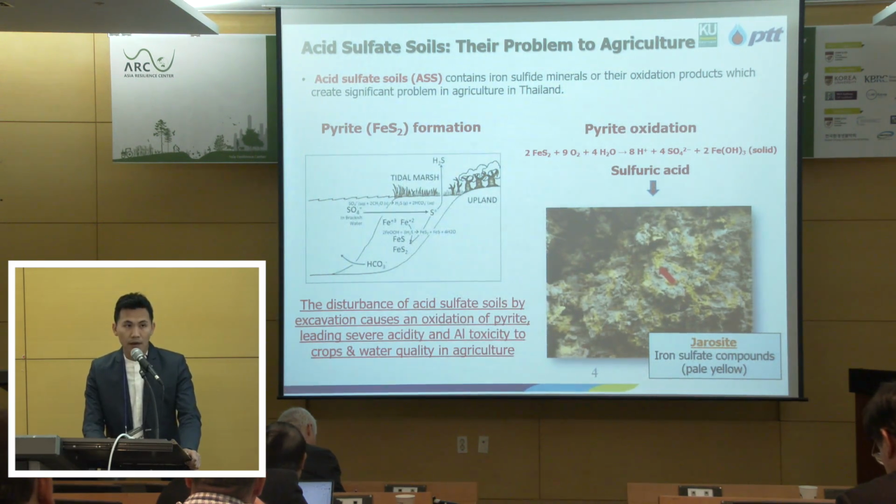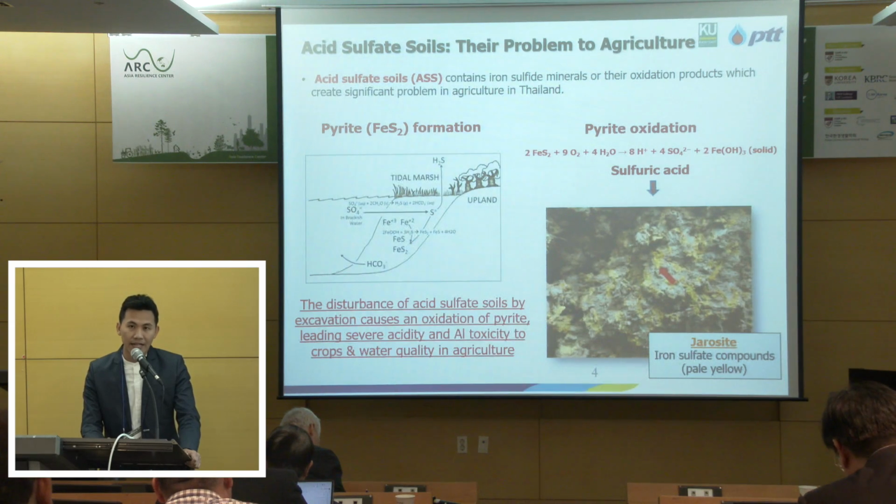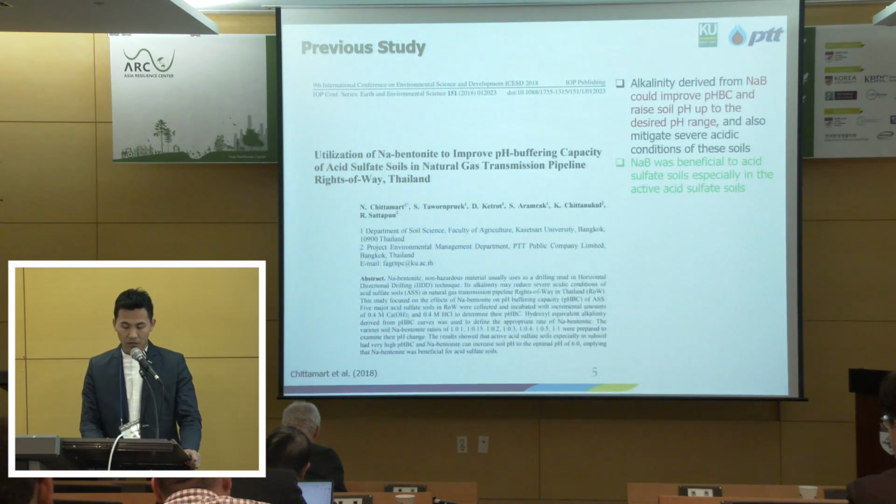One of the major problems of acid sulfate soils is the oxidation of pyrite. That leads to severe acidity and aluminum toxicity to crops and water quality in agriculture. So any kind of disturbance of the surface of the acid sulfate soil, including pipeline construction, could lead to this problem. But for the HDD technique with sodium bentonite as drilling mud, we might get a different and more interesting result.